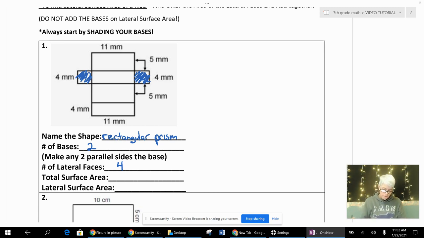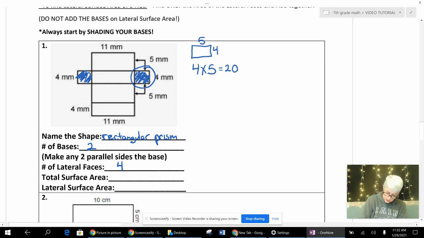Twinsies. So if I look at the shaded part, this one here, this is a 4 by 5. I can draw the picture and you can tell that the top here is 5, the side is 4. So 4 times 5 is 20. And there are 2 of those sides. So that's 20 times 2 is 40.